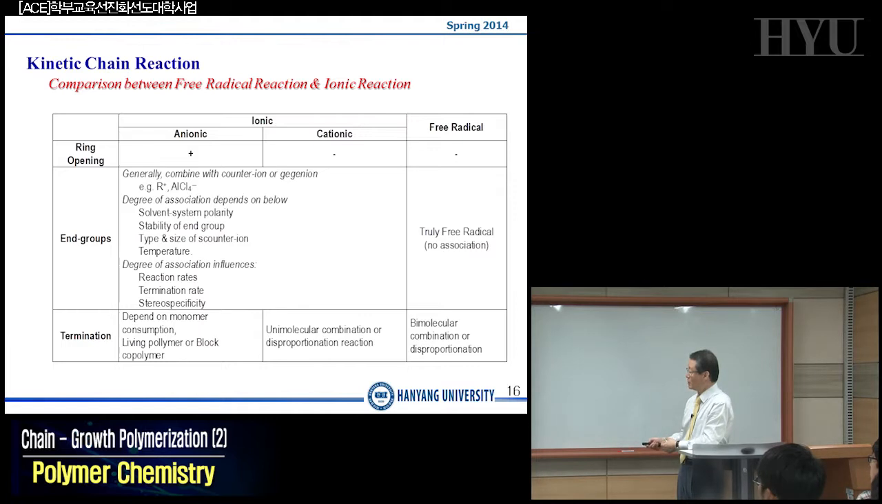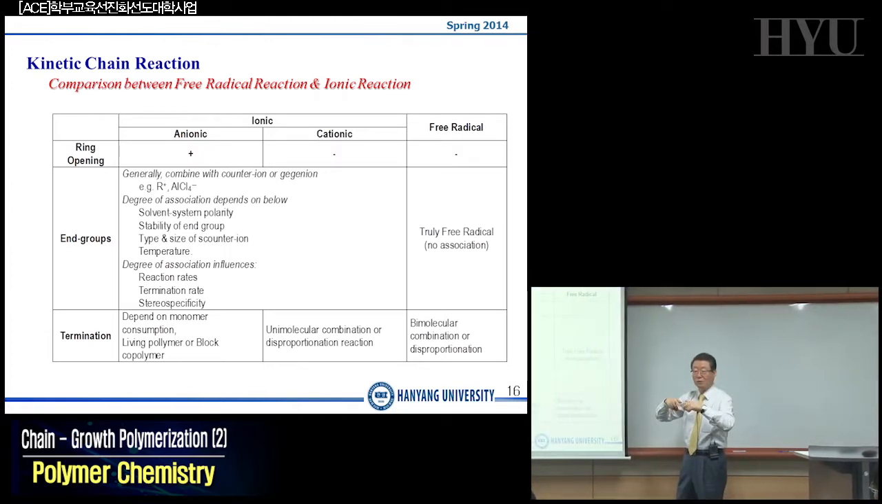Now, termination reaction in free radical polymerization reactions is bimolecular, whereas cationic is unimolecular, and the anionic reaction is a living polymerization reaction. Unimolecular versus bimolecular is whether you have two molecules in your reactants or one molecule in your reactants.